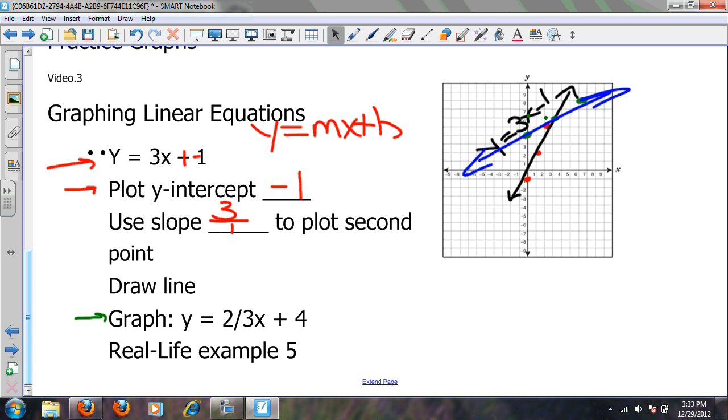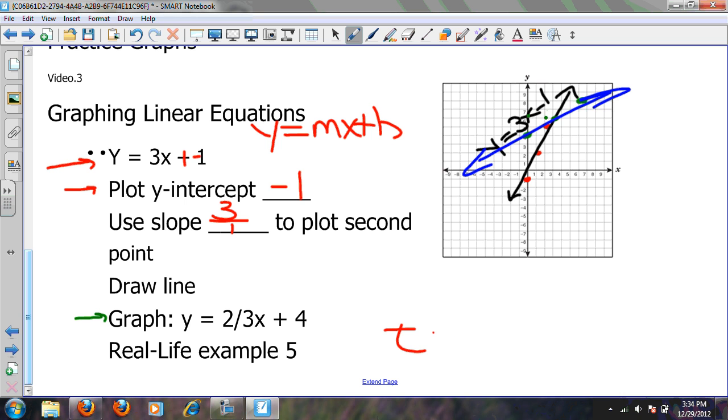Okay? If you look at example 5, it gives you a real-life situation. The base pay of a water delivery person is $210 per week. He earns 20% commission on any sale he makes. Commission, remember we talked about commission last year. It's like a bonus. The more you sell, the more you earn. So his salary or total earnings can be related to this.